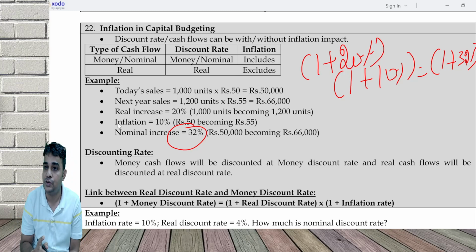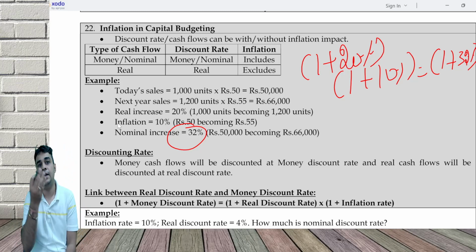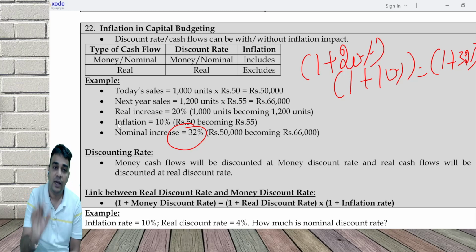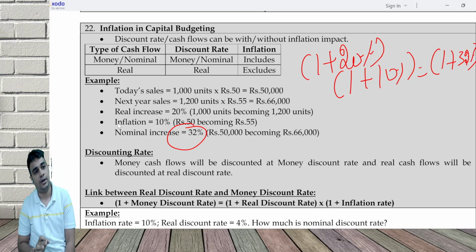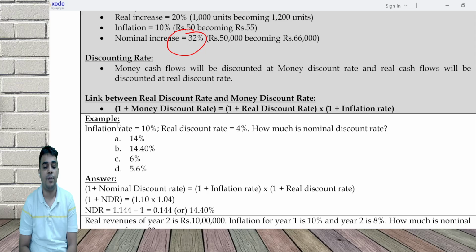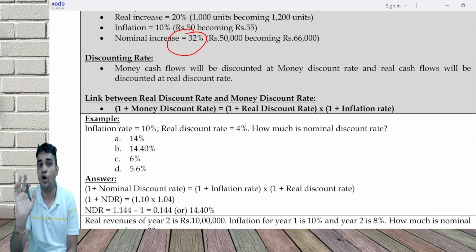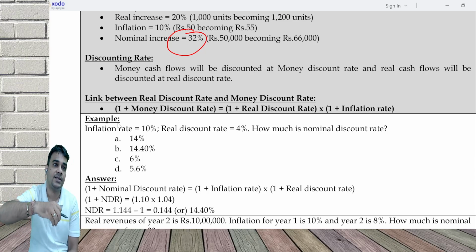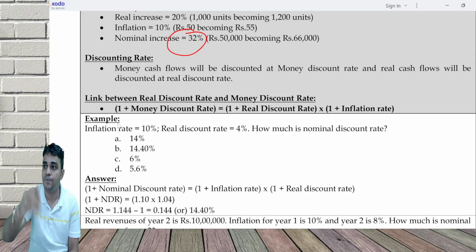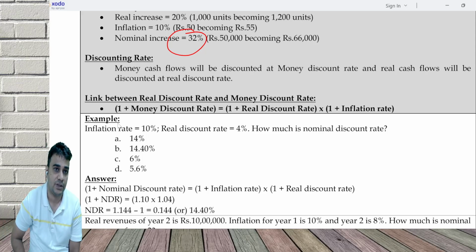So whenever we do calculation, I will need either money cash flow or real cash flow, and money discount rate or real discount rate. The concept says only one thing: if you are using money cash flow, use money discount rate. If you have real cash flow, use real discount rate. How do I convert? Using this formula: 1 plus money discount rate is equal to 1 plus real discount rate into 1 plus inflation. The loose formula is MDR, money discount rate, is equal to RDR plus inflation. That's what I'll say when I discuss with you: inflation plus the real rate is equal to money. Just add 1 on top of it.